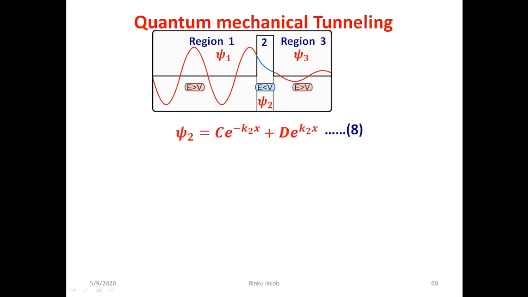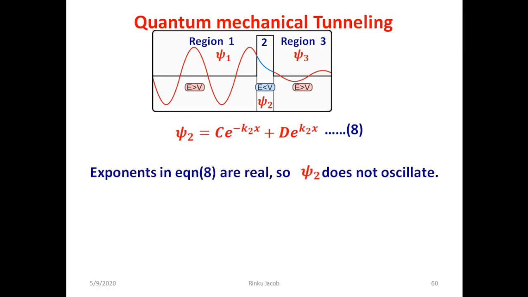As there is no complex number in the exponential terms in equation 8, that is, the exponents are real, we cannot express it in terms of sine or cosine, or there are no harmonic terms. So ψ2 does not oscillate. As you can see, in region 2 there are no oscillations. There is an exponential variation.